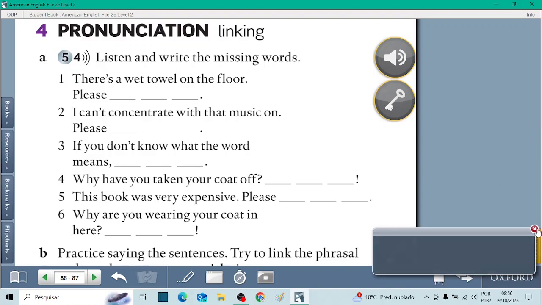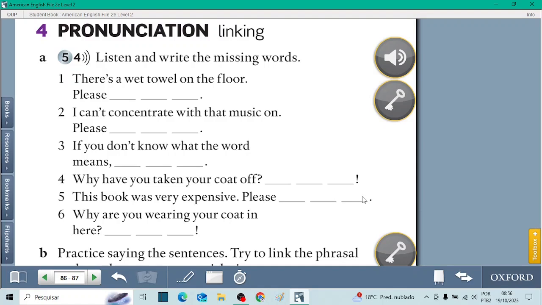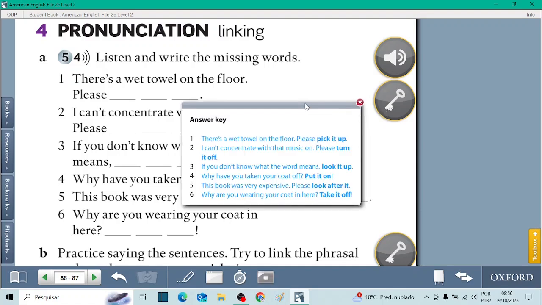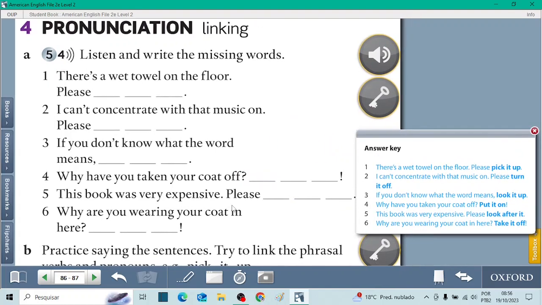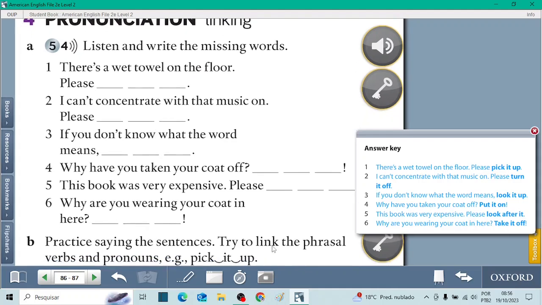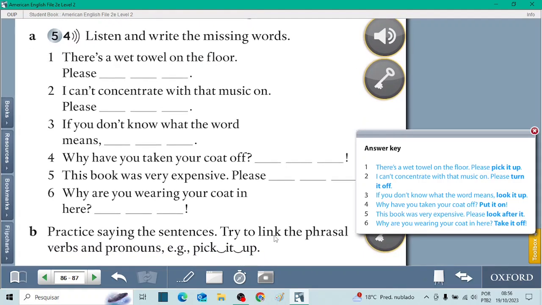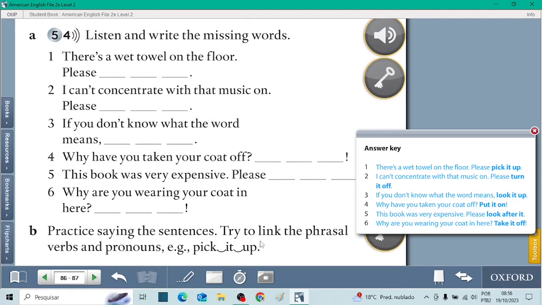Listen again, check your answers. Okay, let's see. Did you write these words? Now, play again and try to practice these linking sounds for the phrasal verbs, okay? Try to link the phrasal verbs and pronouns, like pick it up, turn it off. Listen again.